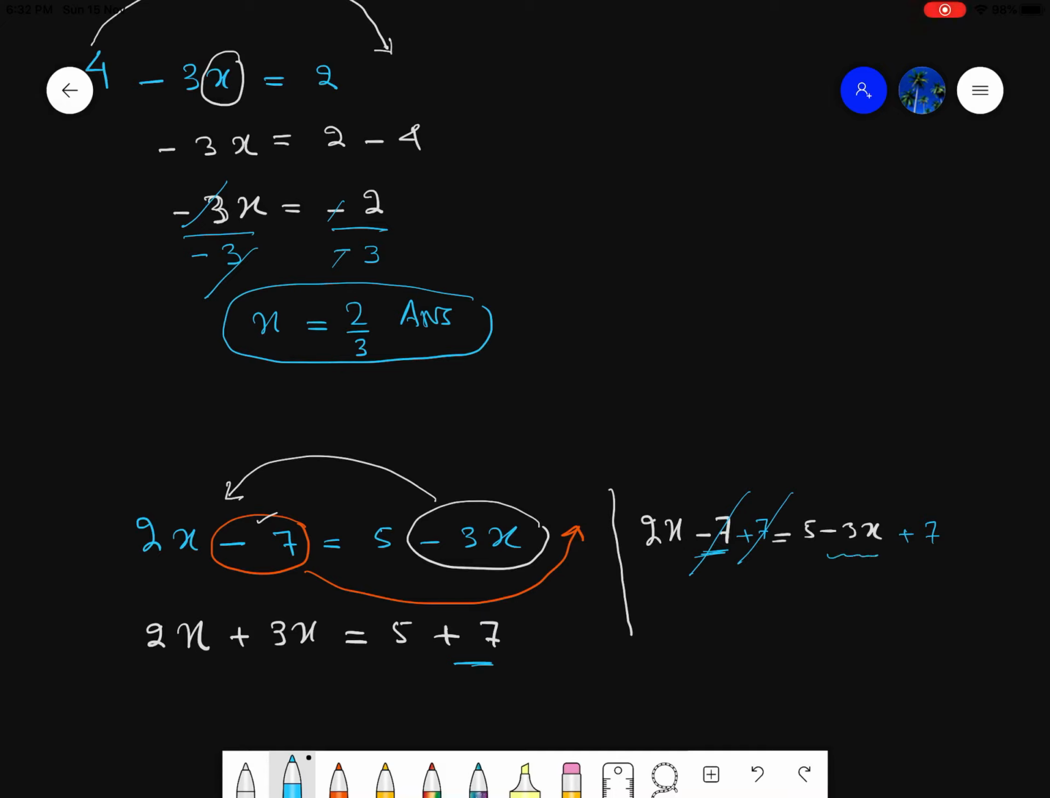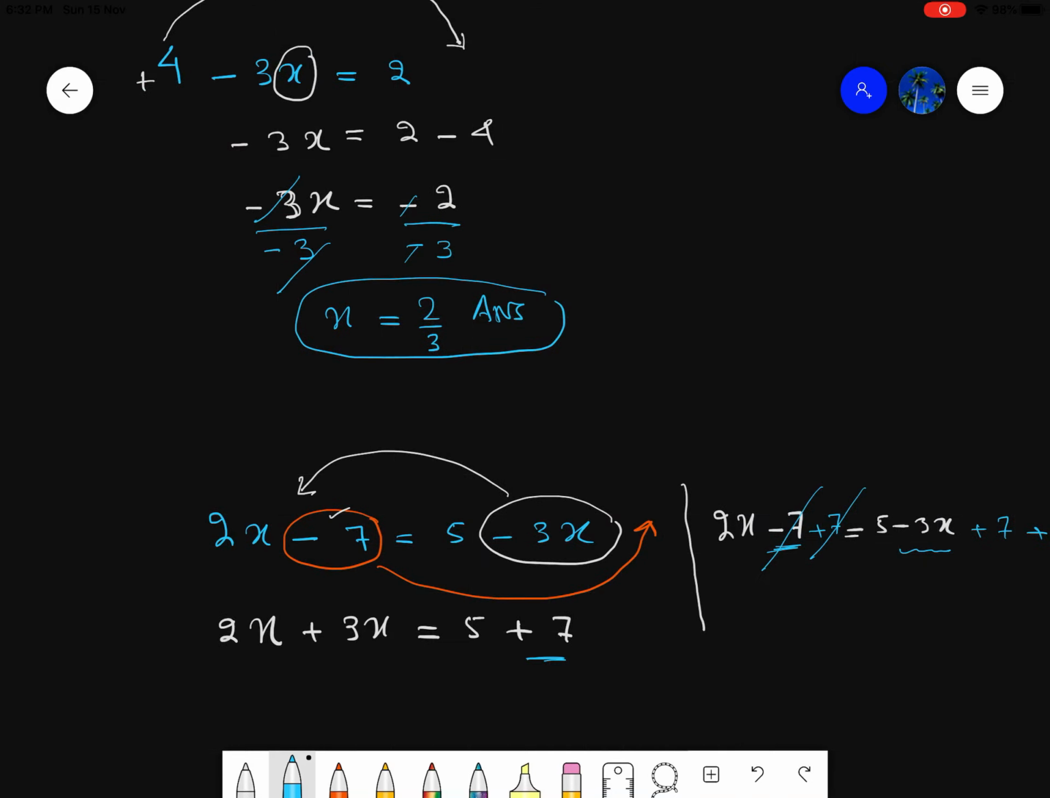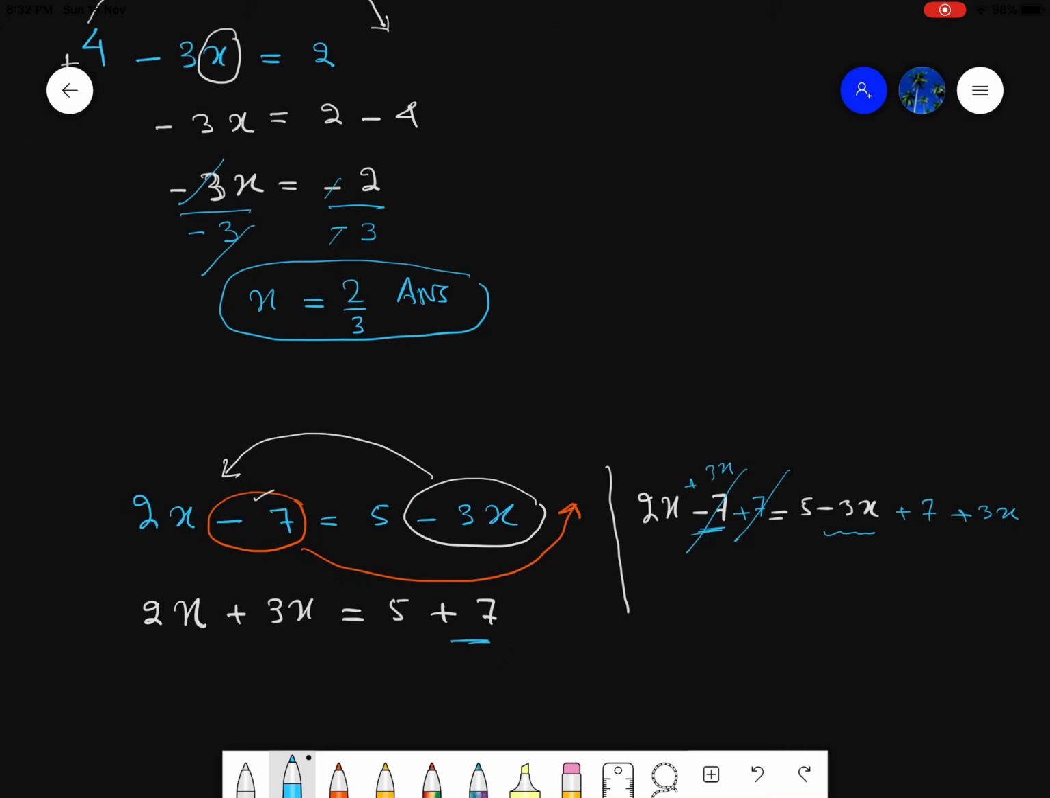Similarly, this is -3x. So we need to remove this -3x from this side of the equation. So we will add, or do +3x on this side of the equation. And whatever we do on this side of the equation, we'll do the same on the other side as well. So this -3x and +3x cancel, and here we end up with a +3x. So 2x plus 3x is equal to 5 plus 7, which I have written down here already.